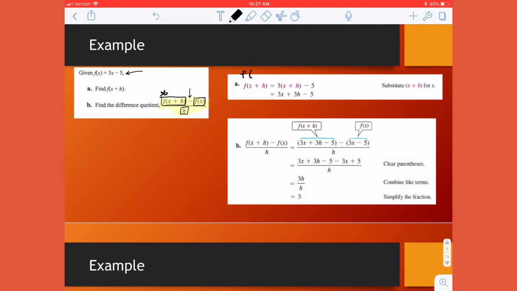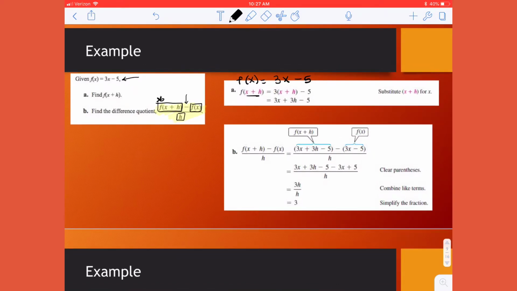We know that f of x is equal to 3x minus 5. But now I want to evaluate x plus h. So that means every x in my original function is turning into x plus h, which is exactly what I did right here. And then I distribute in my 3, and I end up with 3x plus 3h minus 5.